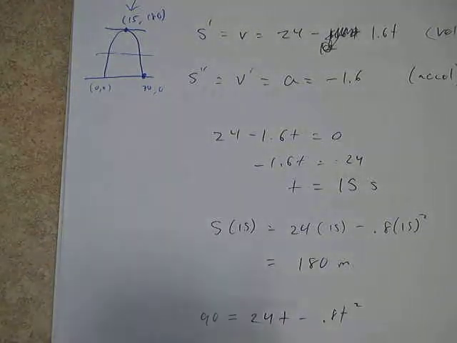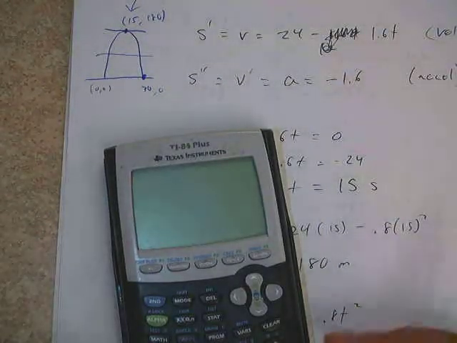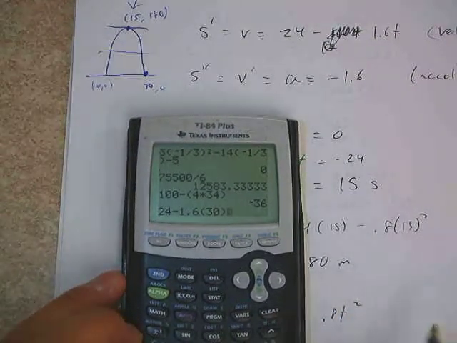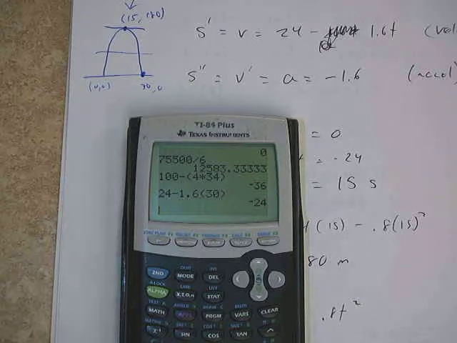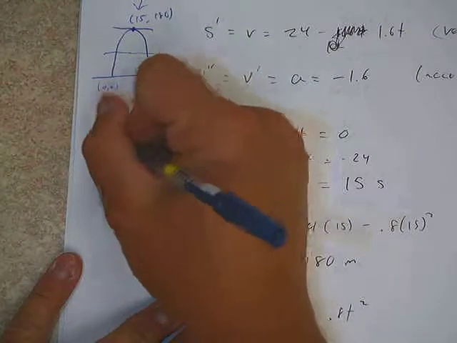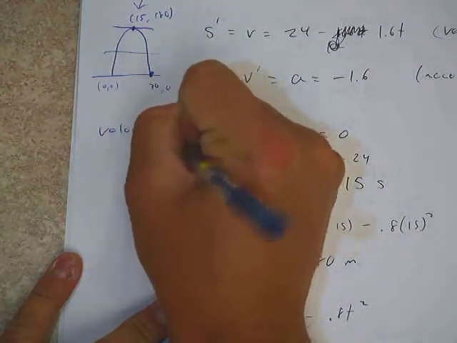Ultimately, if I want to know how fast it's going, what gives me the velocity at any given time? Doesn't the velocity equation give that to me? So couldn't I just put time 30 into the velocity equation and get the velocity at that particular point? Let's see what it is. Our velocity equation is 24 minus 1.6 times, in this case, 30. That gives us an answer of negative 24, keeping in mind that the velocity is measured in meters per second. So it's going negative 24 meters per second.